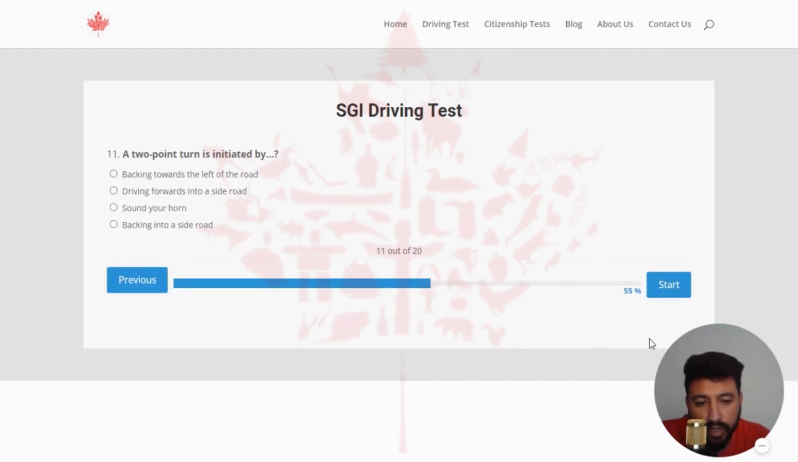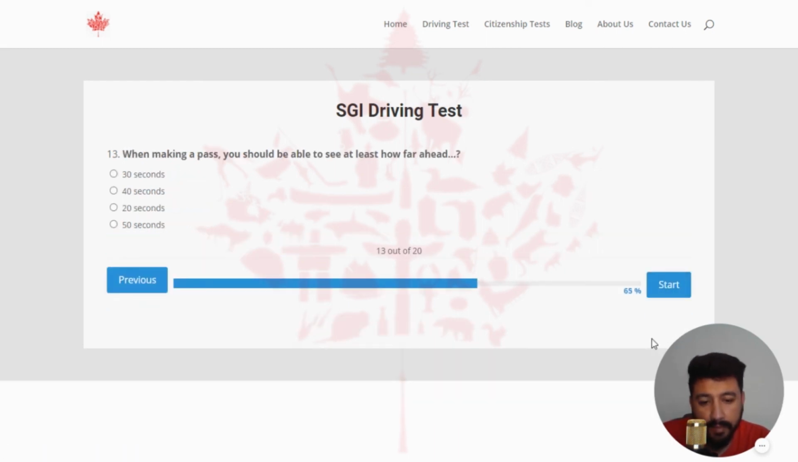Next, a 2-point turn is initiated by. The right answer is backing into a side road. So I'm going to select the last one. Next, as soon as you feel tired, you should. The right answer is stop and rest. So let's click on the second one.